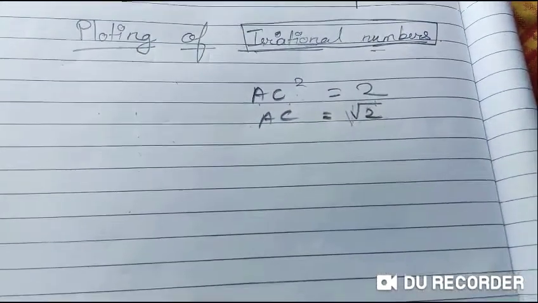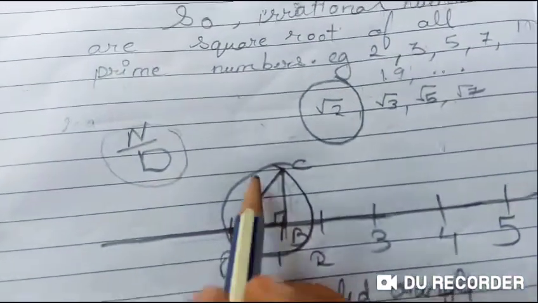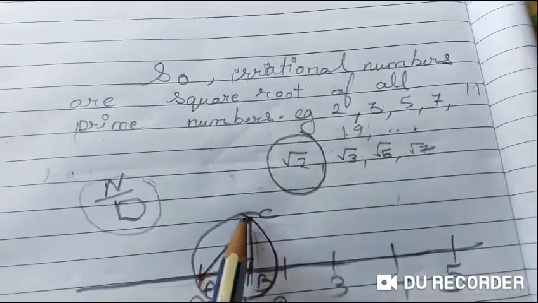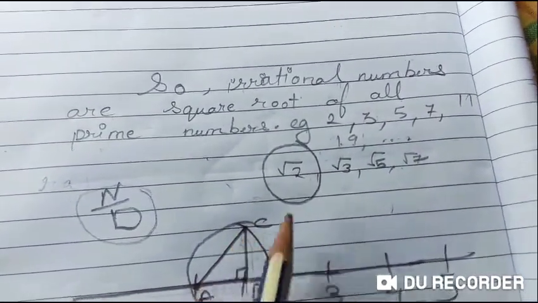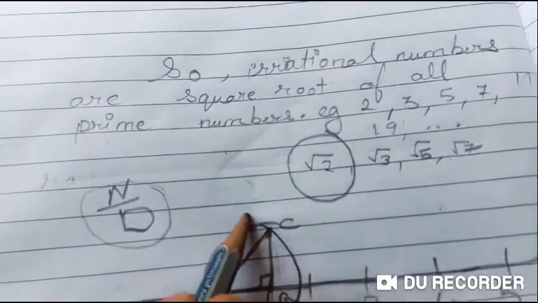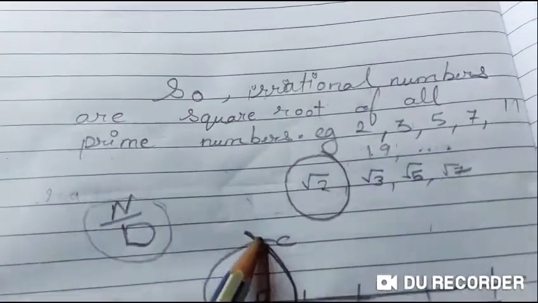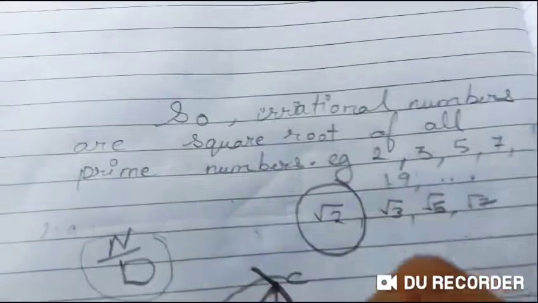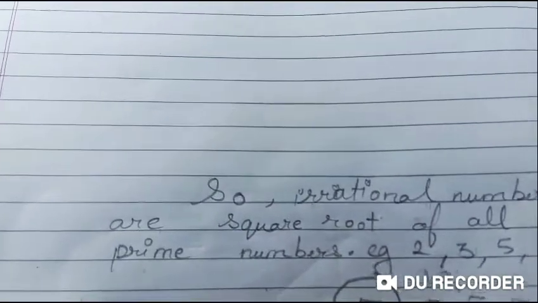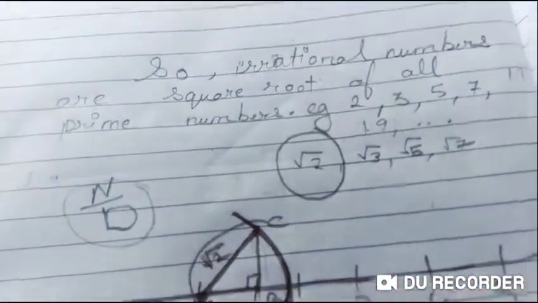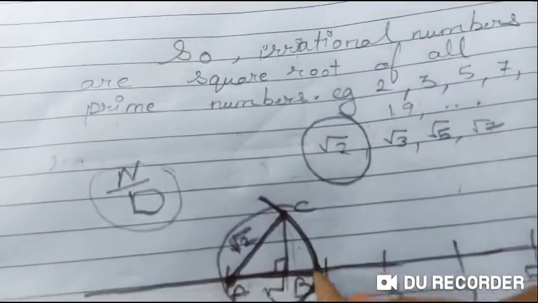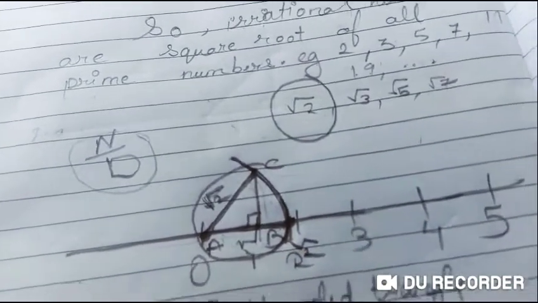Now take a compass and take this distance, take AC. What is AC? Put your compass pointer here, keep the pencil pointer here and draw a curve like this. Now this distance was root 2, we got it from here. If this is root 2, then this is also root 2. So in this way you got this point as root 2.